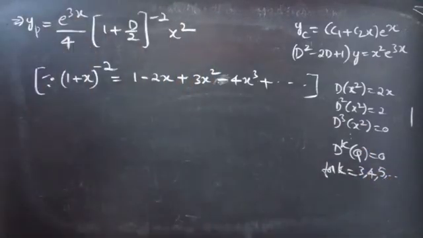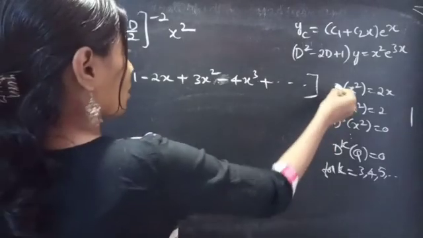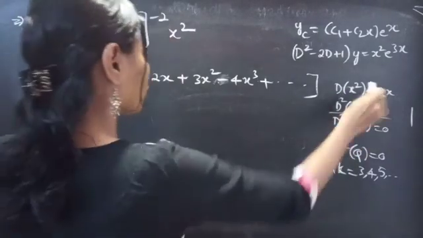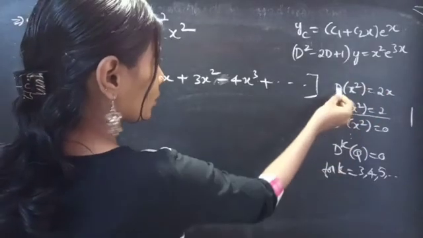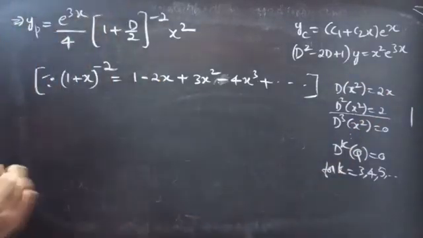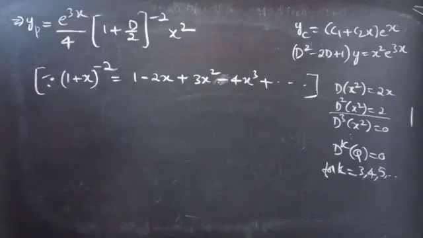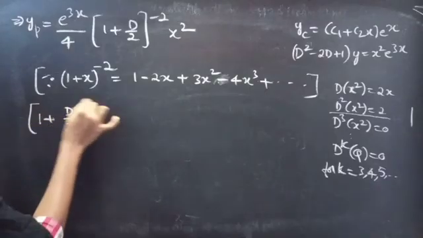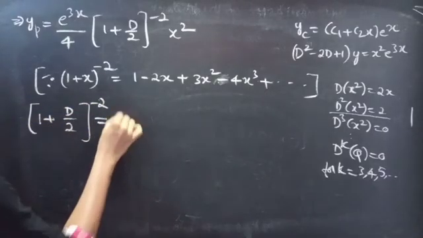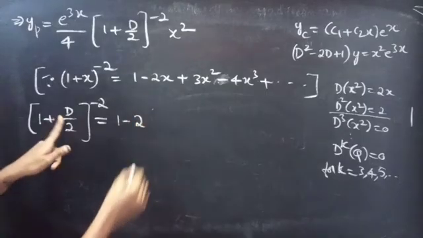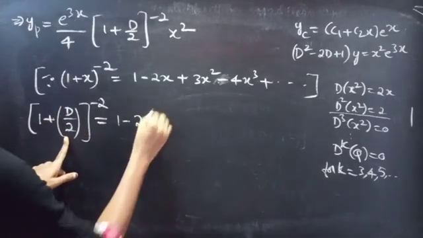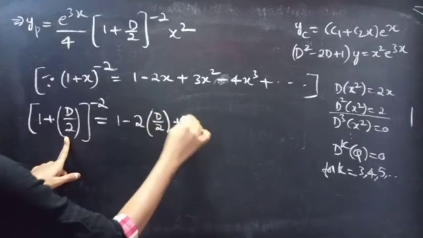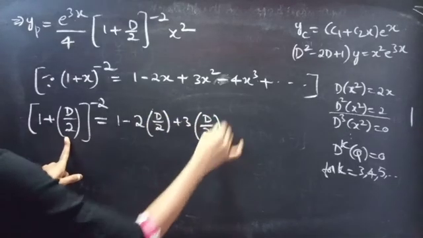Right? Fine. Now keeping d and d square values in mind, we'll neglect the higher derivatives, or higher terms involving higher derivatives, we can say. Okay. Now let's expand (1 plus d by 2) whole power minus 2, which is equal to 1 minus 2 into x, for x equals d by 2, you'll get 2 into d by 2 plus 3 into x square, (d by 2) whole square.